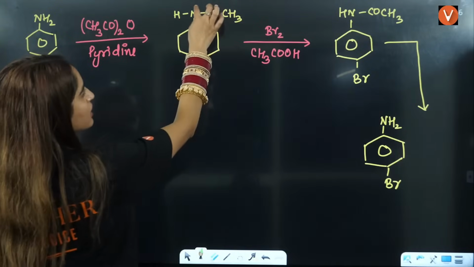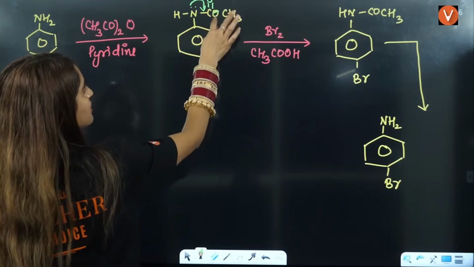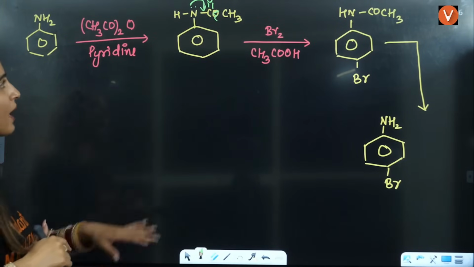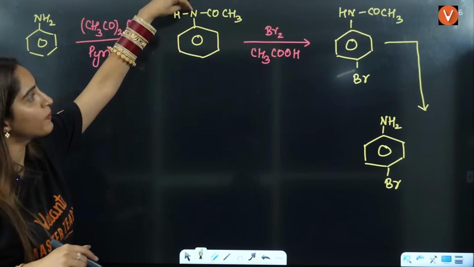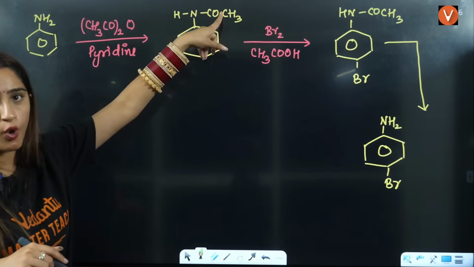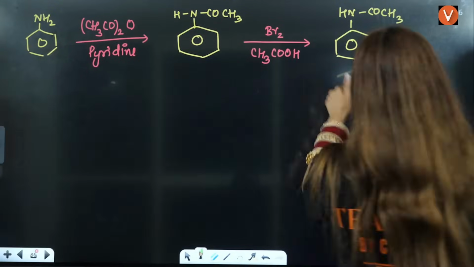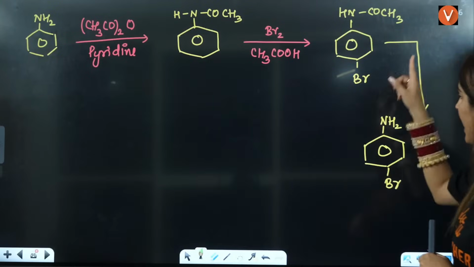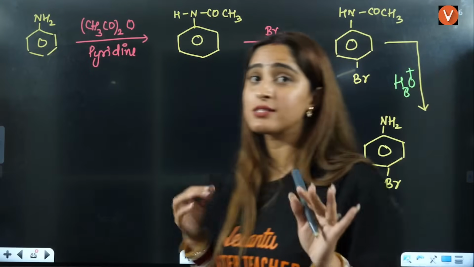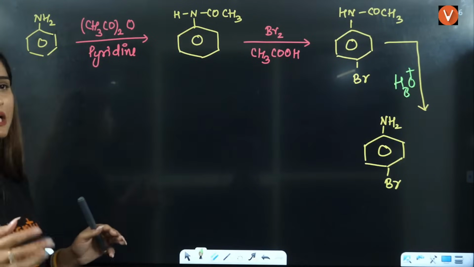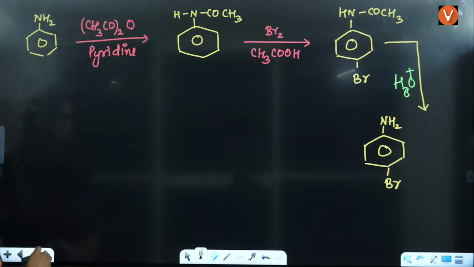So when you add CH3CO here, these lone pairs are involved in resonance with the CO, so they are not very activating. That is why they only form the para-substituted product, and after hydrolysis, you will have the formation of only the para-substituted product. So they usually ask why you do acetylation to form the para-substituted product.